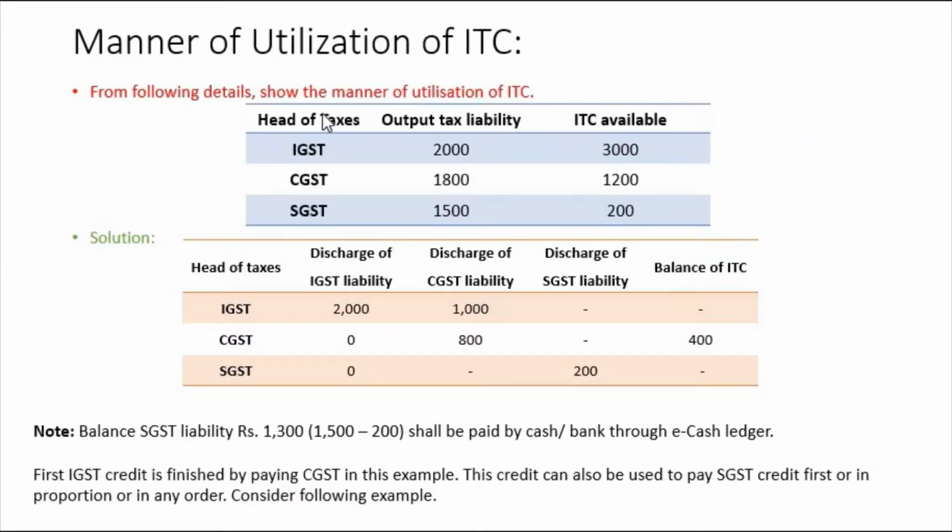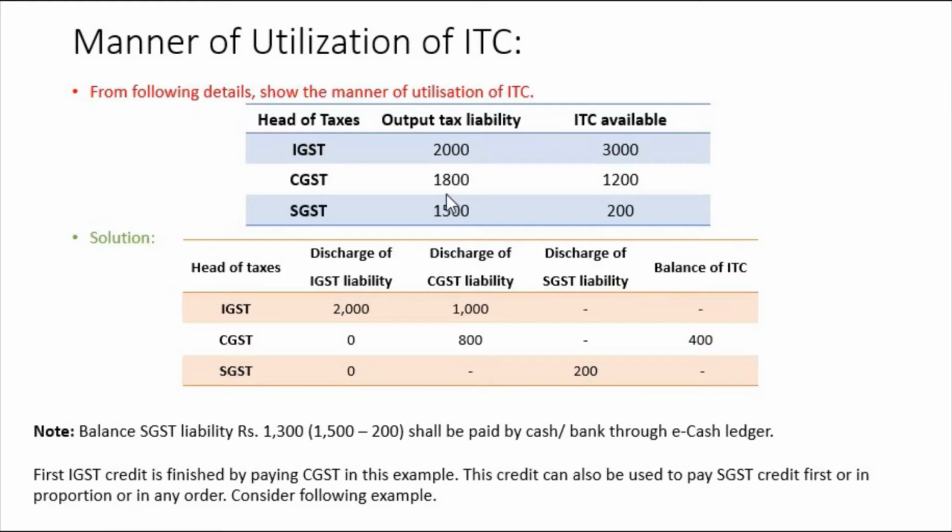Now from the following details, these are the details, right? This is the example where we will understand how to utilize these credits. This is the question given. IGST output tax liability payable is 2000 rupees. ITC available is 3000 rupees. It means you have more credit to pay this liability. 1000 will still remain here.